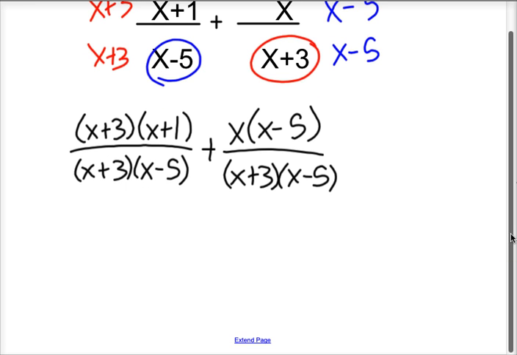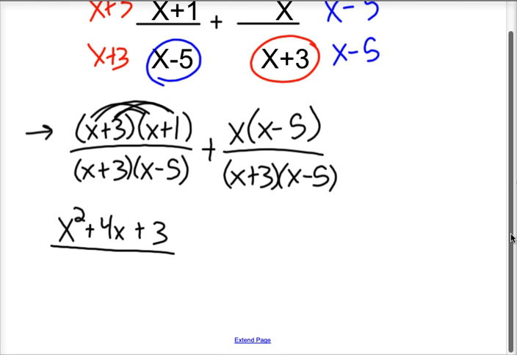Okay? So looking at that, foiling that out, you get x times x gives you x squared. Then you have 1x and 3x, which gives you 4x. 1 times 3 gives you 3. X times x is x squared. 3x and negative 5x gives you a negative 2x. 3 times negative 5 gives you a negative 15.